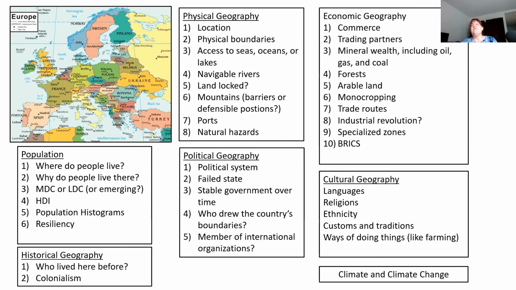All right, and finally, cultural geography. This is where you share languages, religions, ethnicities, customs and traditions, ways of doing things. They may be as simple as farming that's way more effective than what you were doing. So, oh, and finally, climate and climate change. What is the climate where they live, and what effects of climate change are they feeling right now?